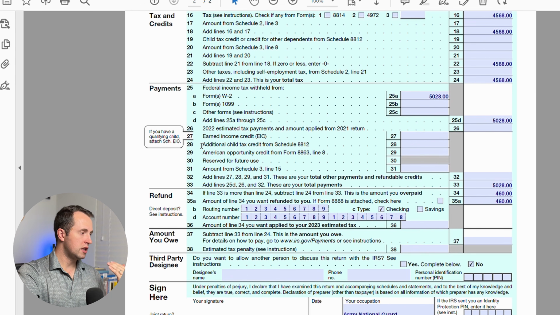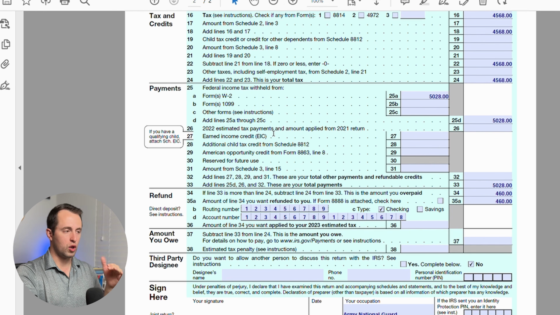Then continuing down, line 27, this is going to be the earned income credit. This is something that applies to very low income individuals or low to moderate income individuals with children. John makes too much money to qualify for the EIC credit, so it's not going to be applicable here. Line 28, the additional child tax credit, no dependents, so not a factor. Line 29, the American Opportunity Credit, that's going to be dealing with a credit to help you pay for the cost of your undergraduate education. Not applicable in this section.